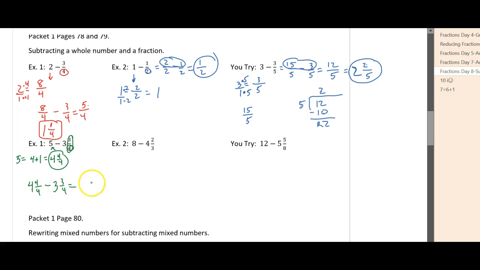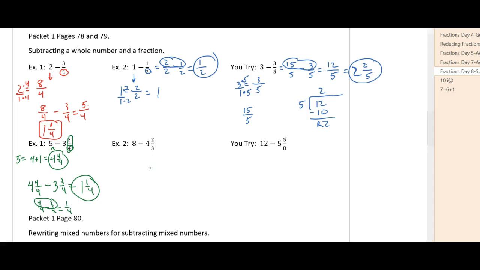So 4 minus 3 is 1. Now 4 over 4 minus 3 over 4 will give me, when I subtract that, 1 over 4. So it's 1 and 1/4. I know this is probably a little challenging, okay? But do not make it very hard. Just follow the steps, okay?